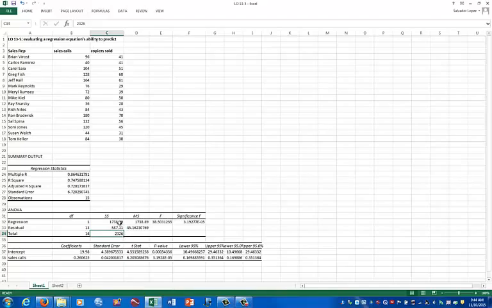So we basically calculate what percent of total variation can be attributed to the explained variation. So again, take 1738.89 divided by 2326, and that gives you the R-squared 0.7475. And that is all in this section.